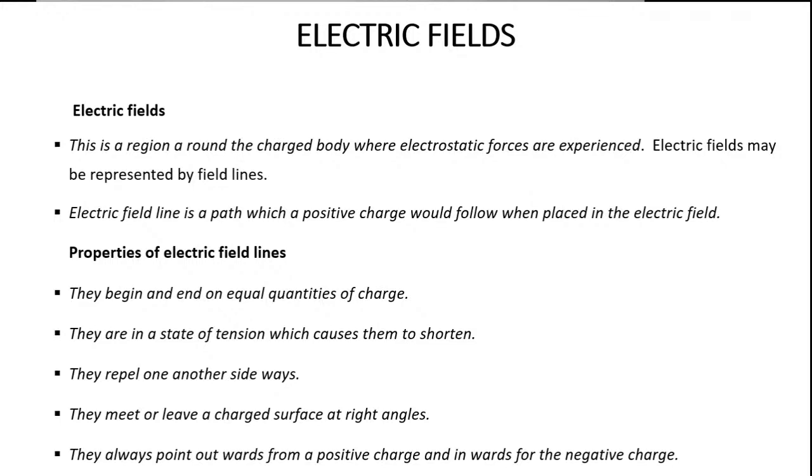For example, if we have a positive charge here, definitely it is going to produce a field, but the field cannot be seen. So we represent the field by using field lines. And we prefer to use a positive charge because the positive charges are the ones that move from the surface. So therefore, we define an electric field line as a path which a positive charge would follow when placed in an electric field. Properties of electric field lines.